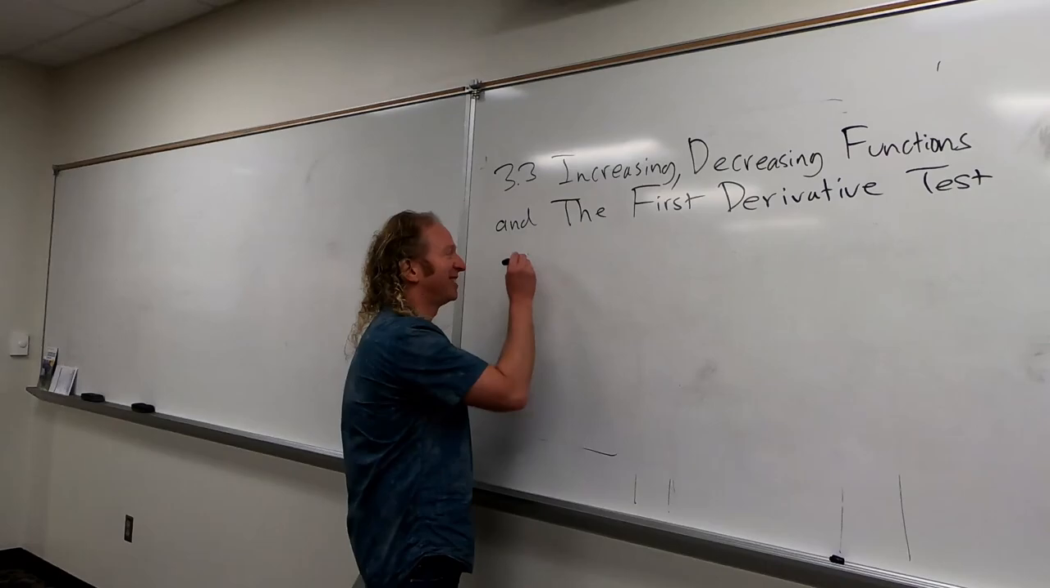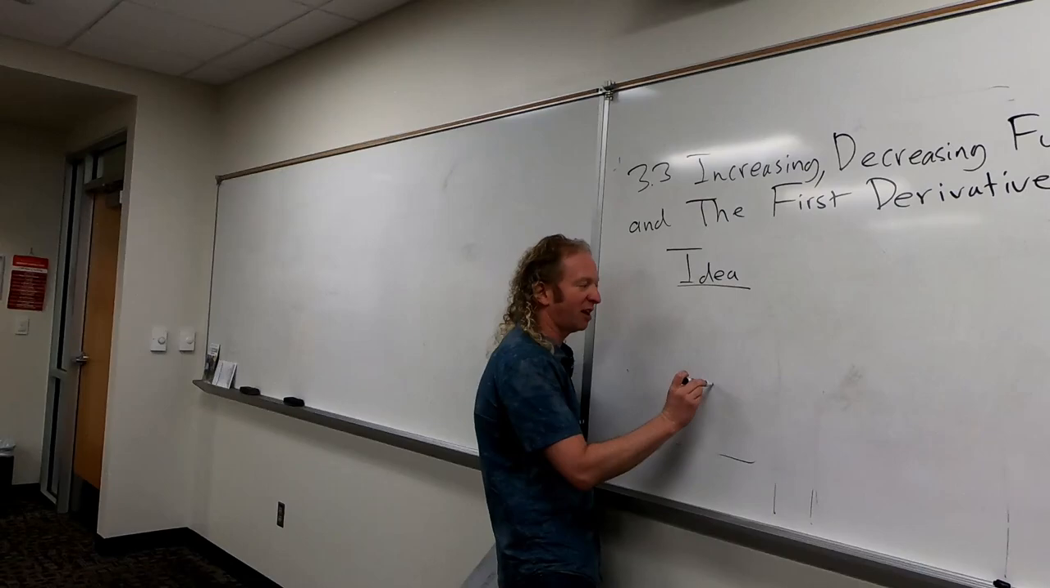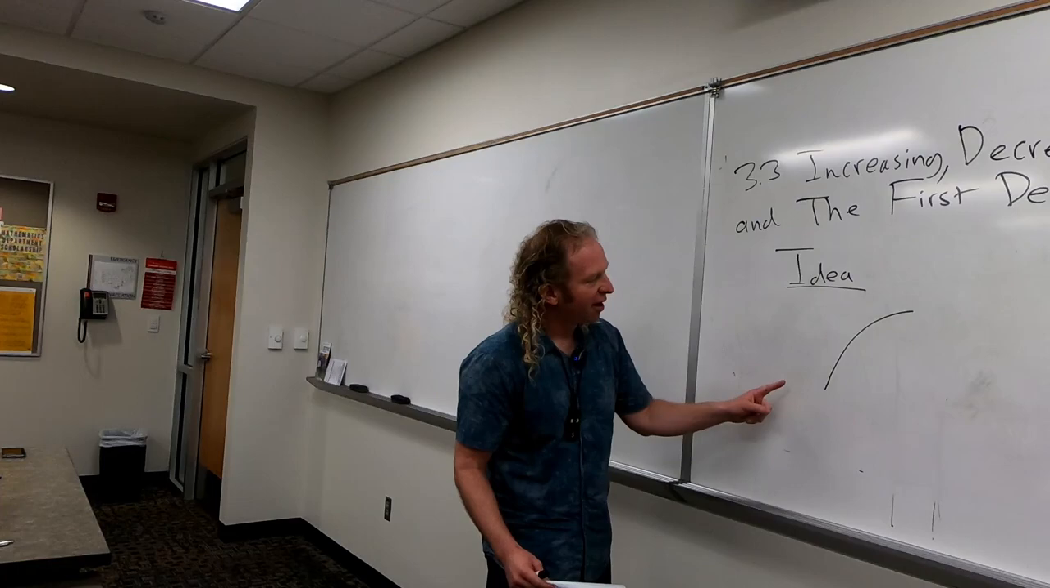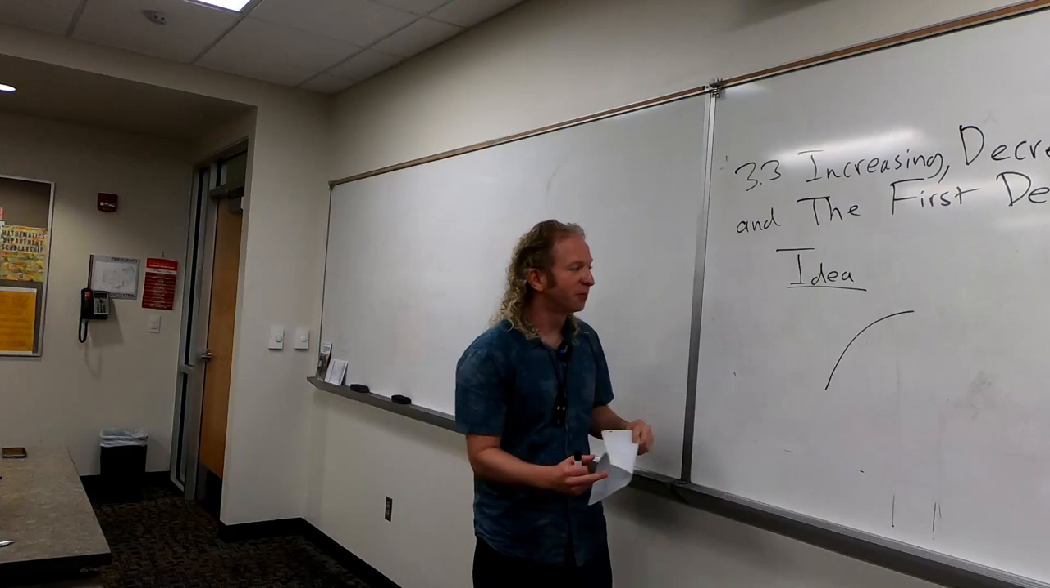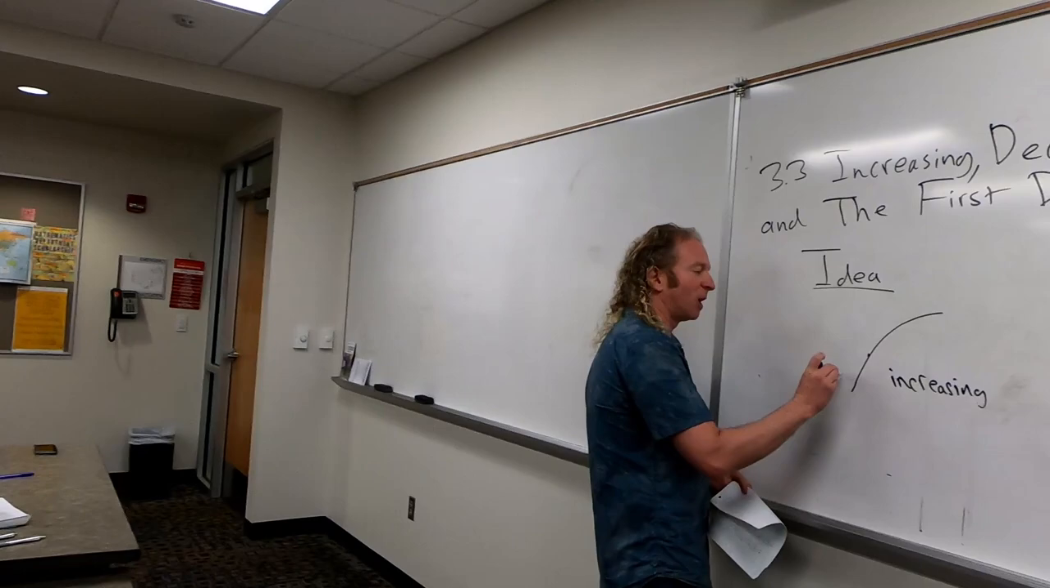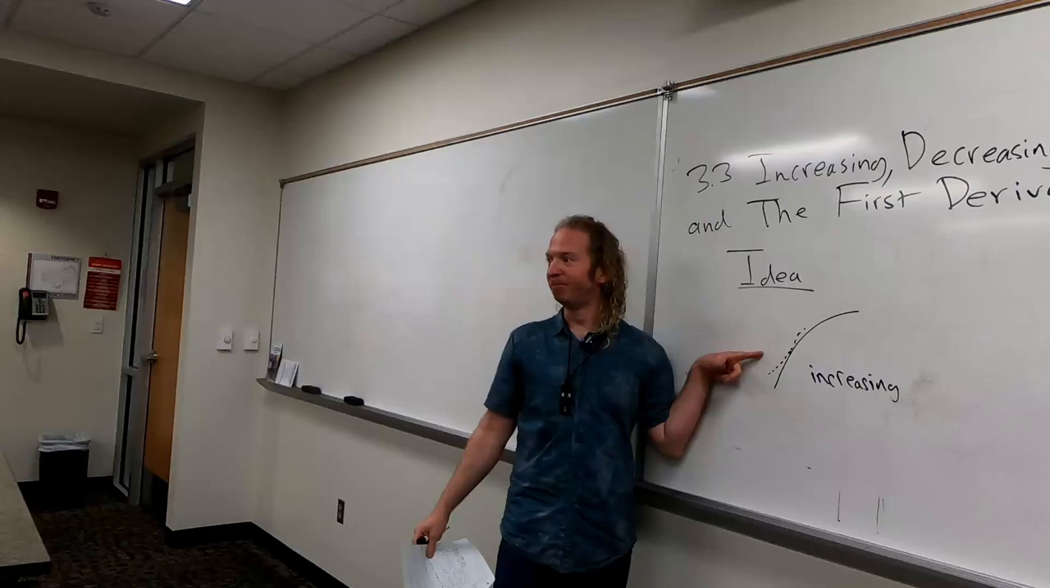So here's the idea. If you have a function like this, say you have this picture here. This is a graph of a function, right? And so notice something. Is this function increasing or is it decreasing? It's increasing, right? It's an increasing function. And notice that if you take any point on the graph of this function and you look at the slope of the tangent line, does this have a positive slope or a negative slope? Positive slope, yeah. So the derivative is positive because the derivative is the slope.